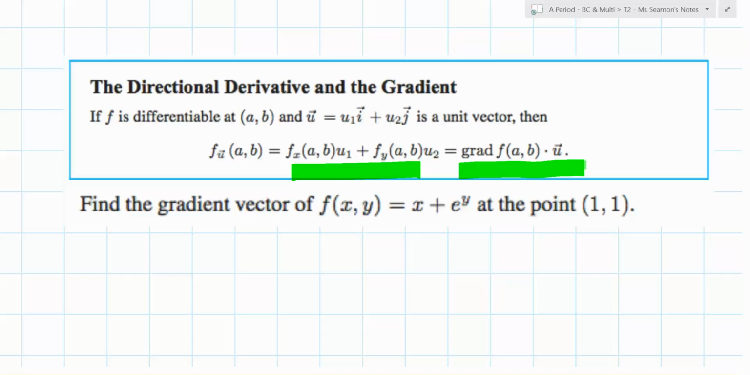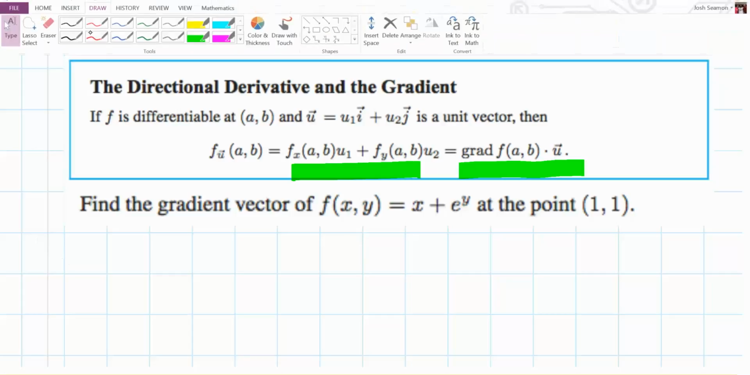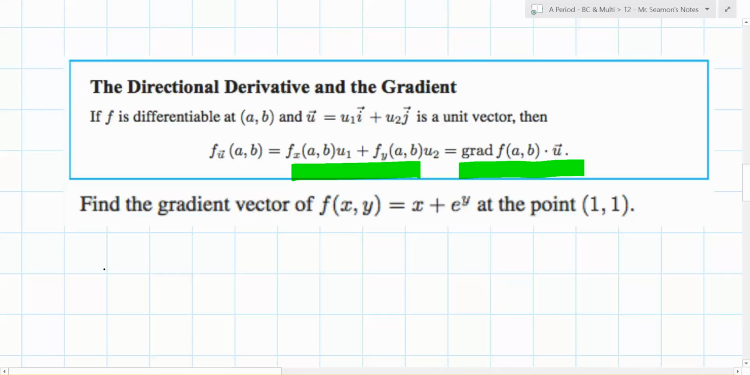So if we were to find the gradient, what are the two things you need to calculate? First, you need to calculate f_x of (x, y). So in this case, what's f_x going to be? What changes, x or y? X is the variable. So what's f_x(x, y) going to be? 1. What's f_y(x, y) going to be? Come on, speak like humans. Come on. e^y.